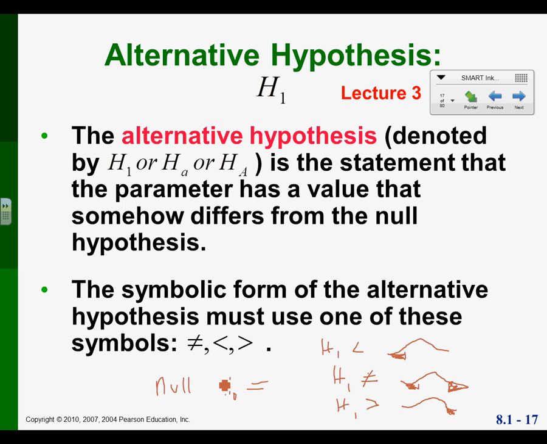So, for the alternative, you have to have H sub 1 and one of these symbols. For the null, you have to have H sub 0 and equals. Right? The wording of the test will tell you which one to pick.